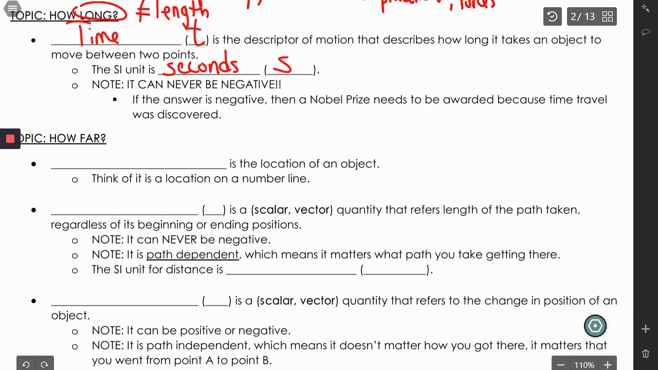And if you get a problem where it talks about miles per hour or kilometers per hour, remember there are 3,600 seconds in 1 hour. Okay, that's the conversion factor between the two.